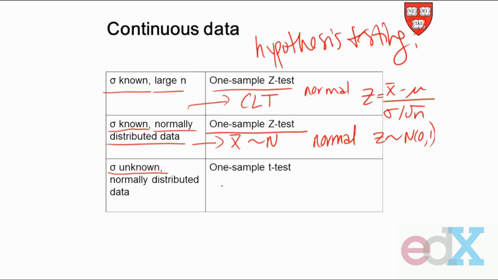Now the setting that we're in a lot of the time when we have continuous data is when we have sigma unknown, but we can make a normality assumption. So in this case, we know that we can then use the t-distribution.